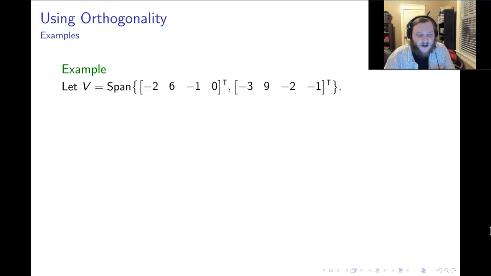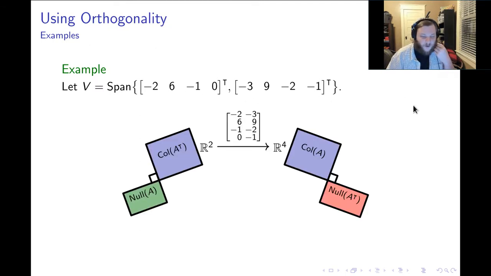Let's look at another problem. So here we're defining V to be the span of this list of 2 vectors. Well, what does that mean? One tangible way to wrap our heads around span is to represent this V as the column space of the matrix obtained by inserting these two vectors into the columns of a matrix.